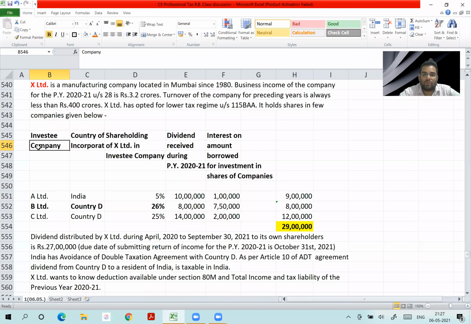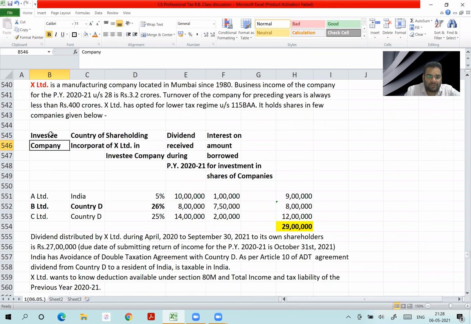X Limited has opted for the lower tax regime under section 115BAA. So in 115BAA, what is the rate of tax? The rate of tax in 115BAA is 25%. Plus, it holds few shares. It holds shares in a few companies given below.